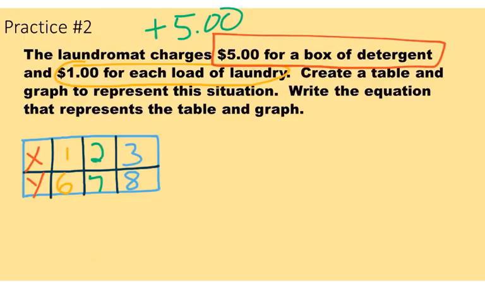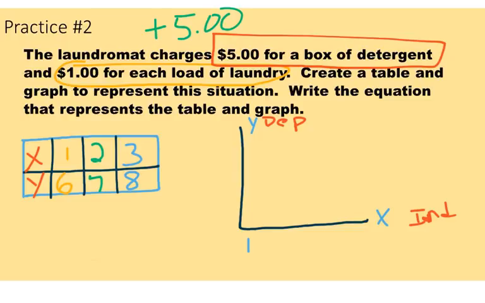Let's create a graph that represents this. So we have our X and Y axis. And let's label the X and Y axis, remembering that the X represents the independent variable and the Y represents the dependent variable. All right, so the independent variable is going to be the loads of laundry. Number of loads.